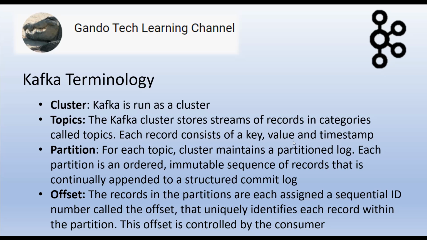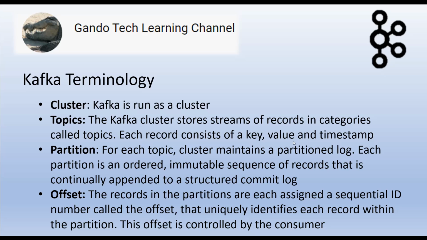Each topic has some partitions, and it could be one or more. The ideal way, normally they suggest, is to have more than one partition for the sake of security. So, partition. The next one is offset. The records in the partitions are each assigned a sequential ID number called offset.